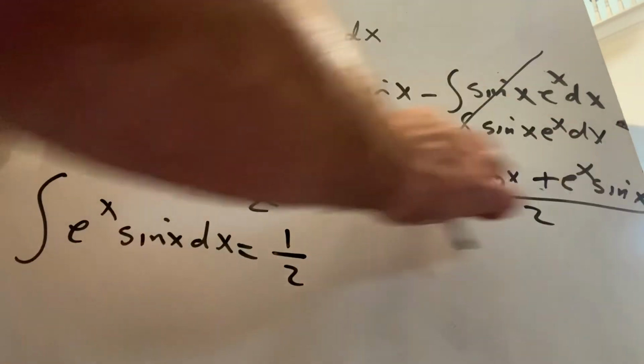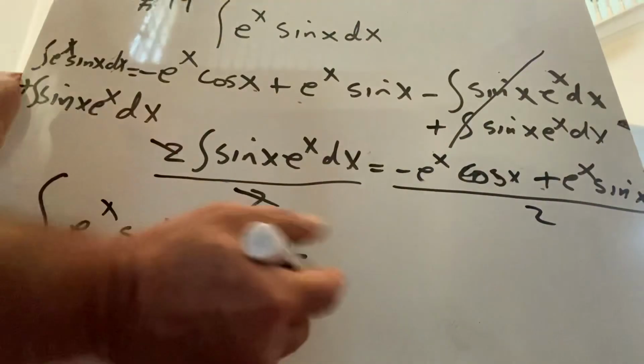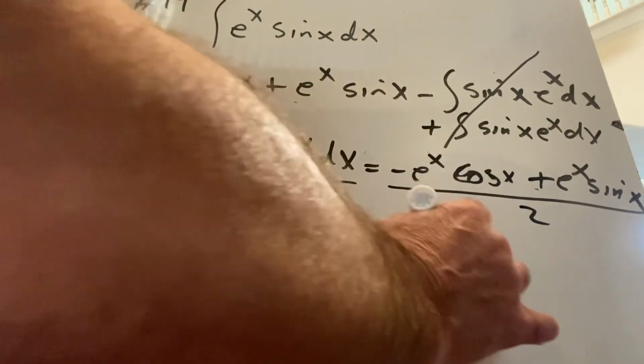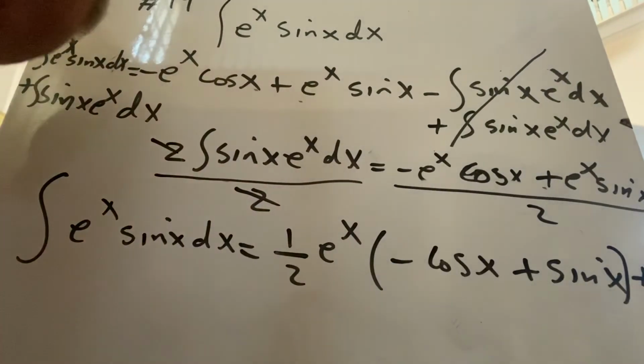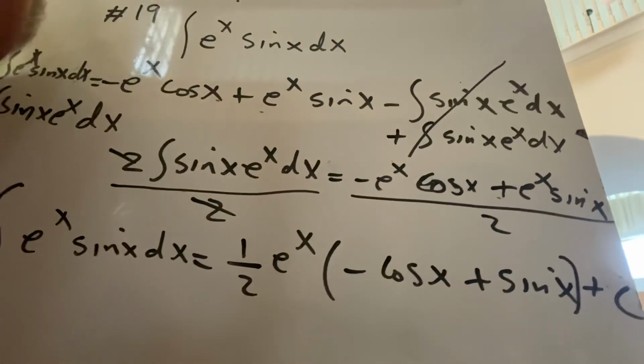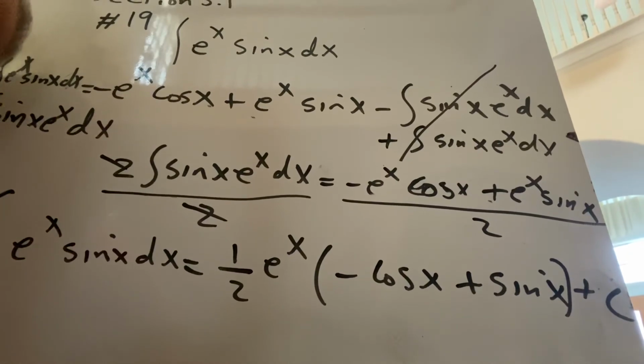Actually, you can factor e to the x if you want. It's not an option. And as you factor e to the x also, that leaves you with a negative cosine, and then plus sine. You can also stick your c at the end. Plus your c, the constant of integration, only you worry about that at the very end of your integral, okay? Make sure you can see that. Okay, so there is your integral, okay?